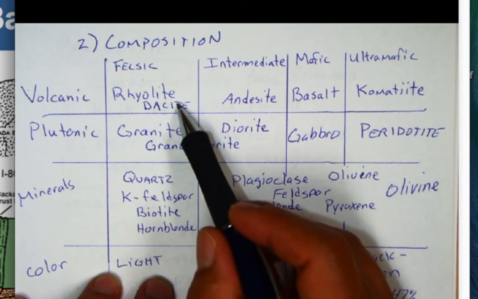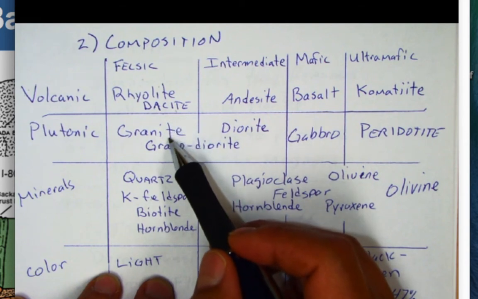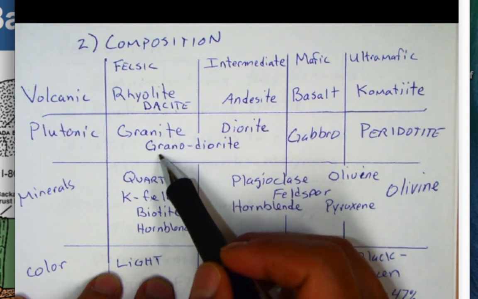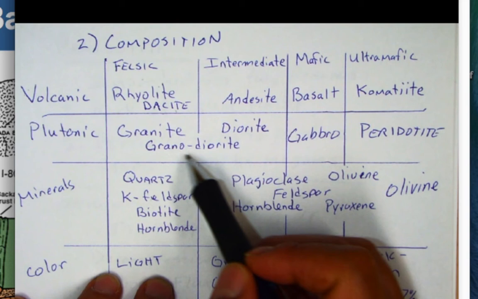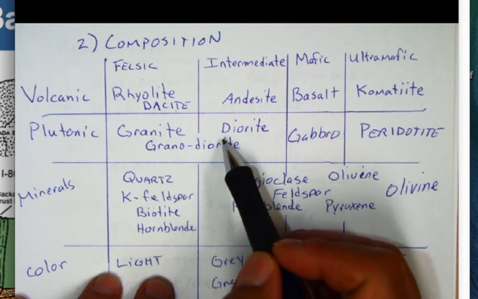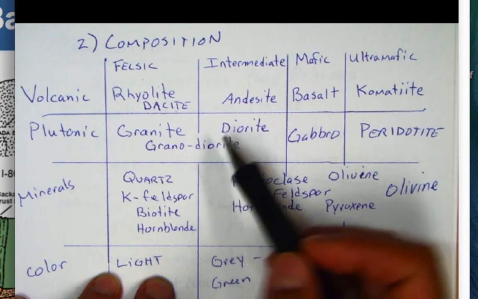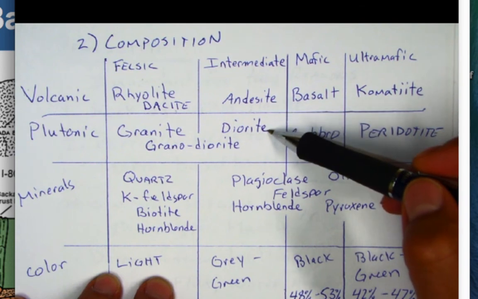And then the plutonic equivalent of a felsic rock would be granite. Granite is higher in silica, has lighter colored minerals. Now, in California, in our Sierra Nevada, the bulk of the granitic rocks in the Sierra is actually this rock called granodiorite. So it's still considered felsic, but it's on its way to becoming this intermediate rock called diorite. Now for the intermediate rocks, andesite would be for volcanic, and diorite is plutonic.